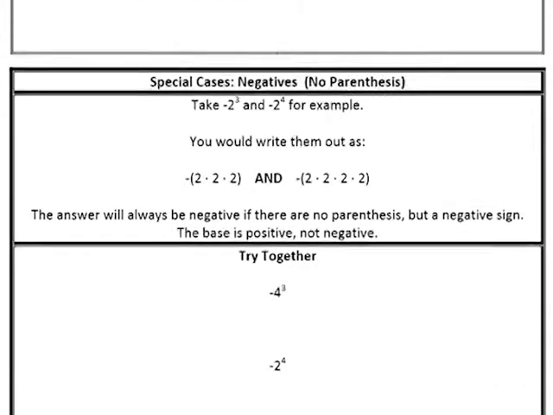Let's try one more. Negative 2 in parentheses to the 4th power. That's an even exponent. So I know my answer is positive no matter what. 2 times 2 times 2 times 2. 2 times 2 is 4. Times 2 is 8. Times 2 is positive 16. On your own, give 1, 2, 3, and 4 a try.